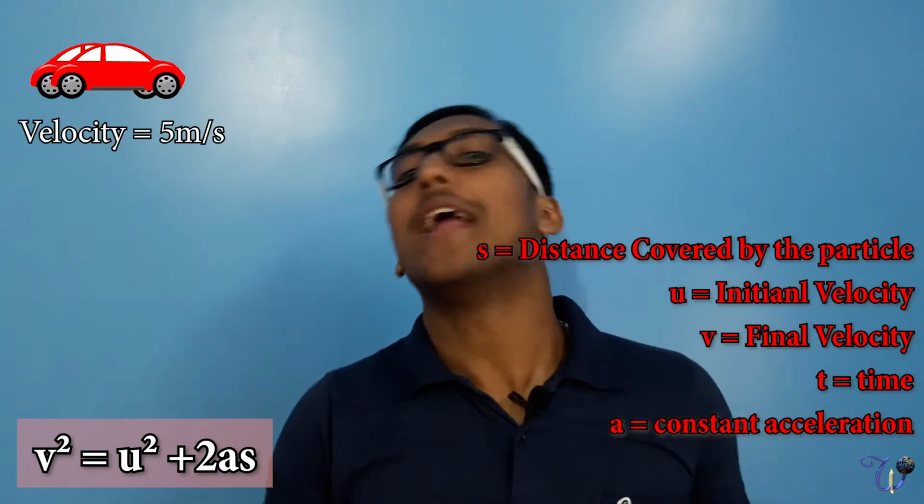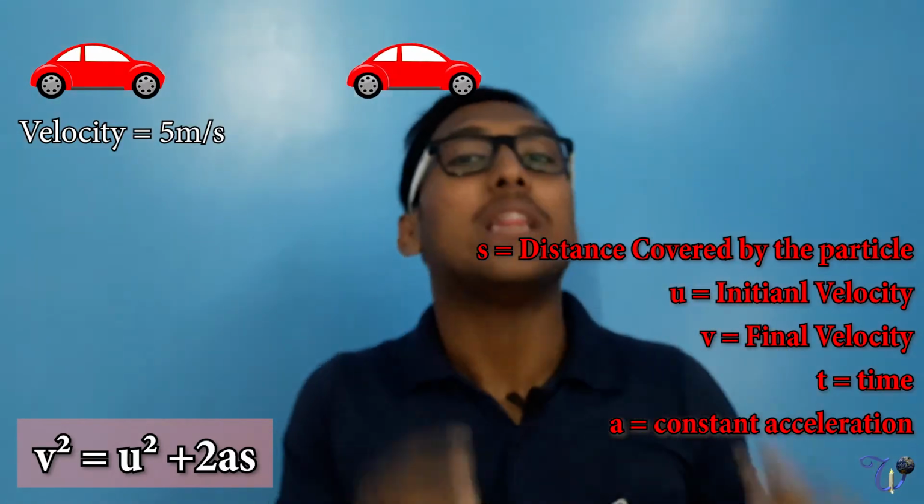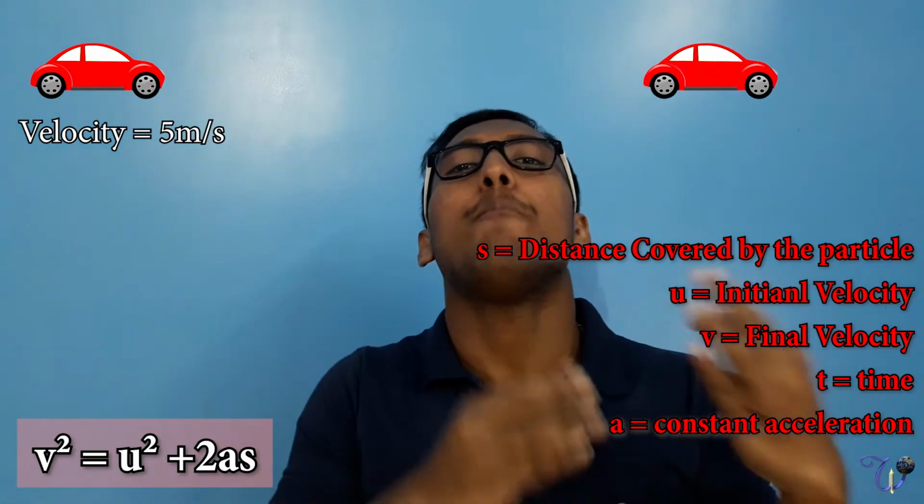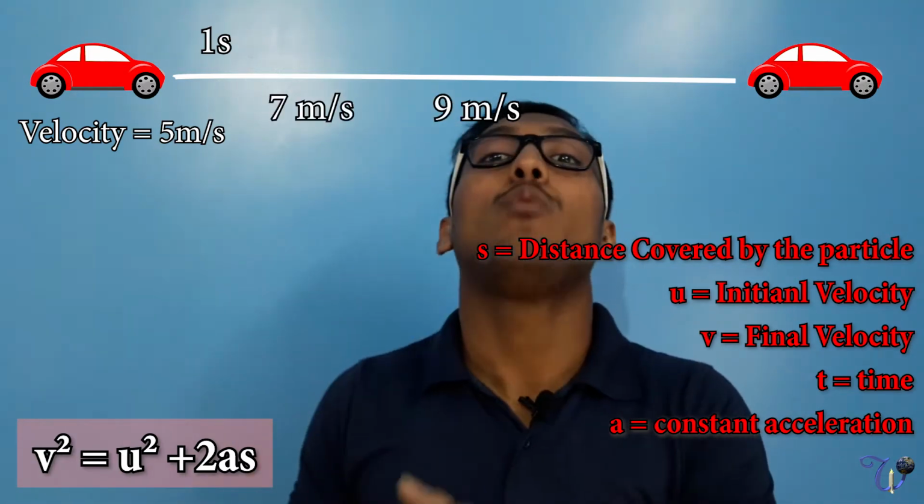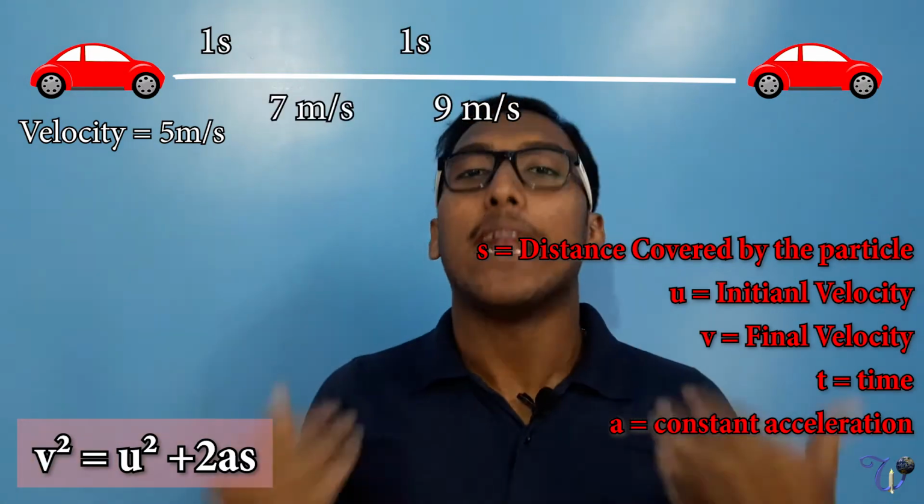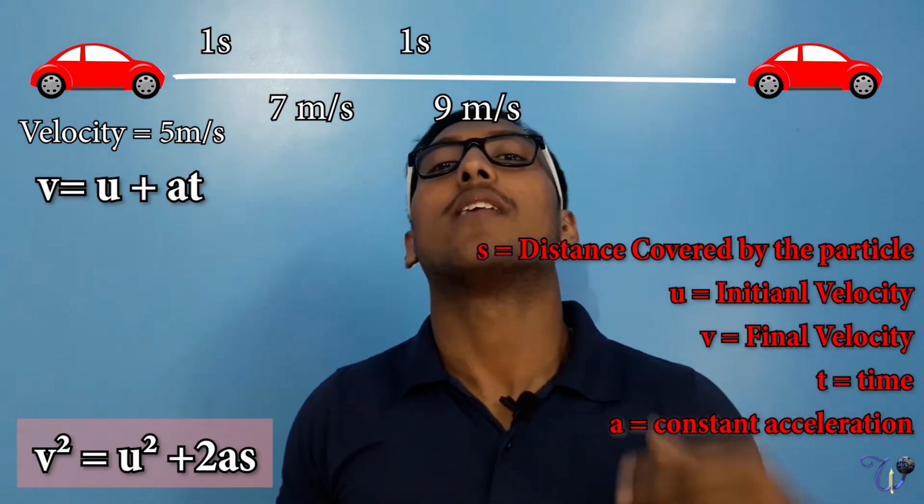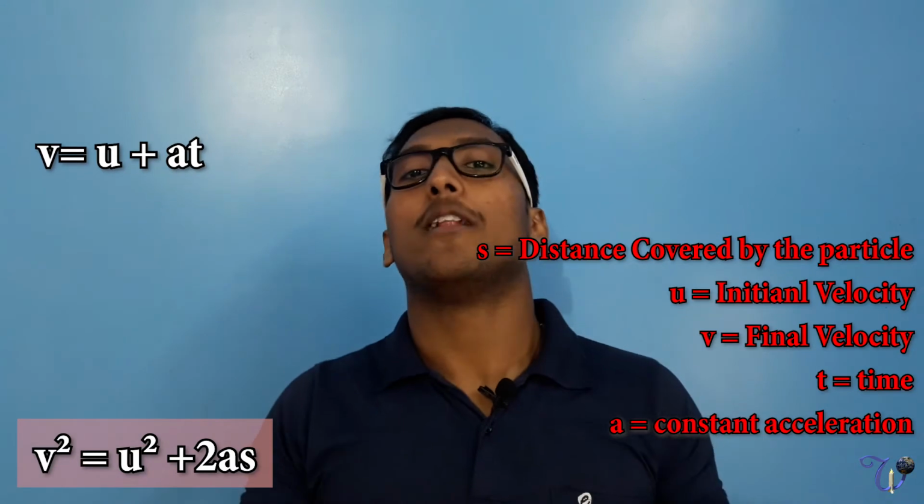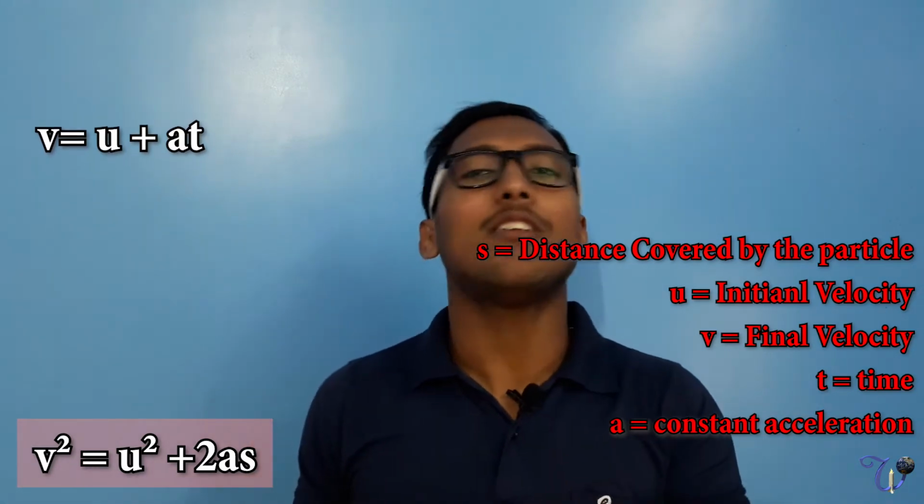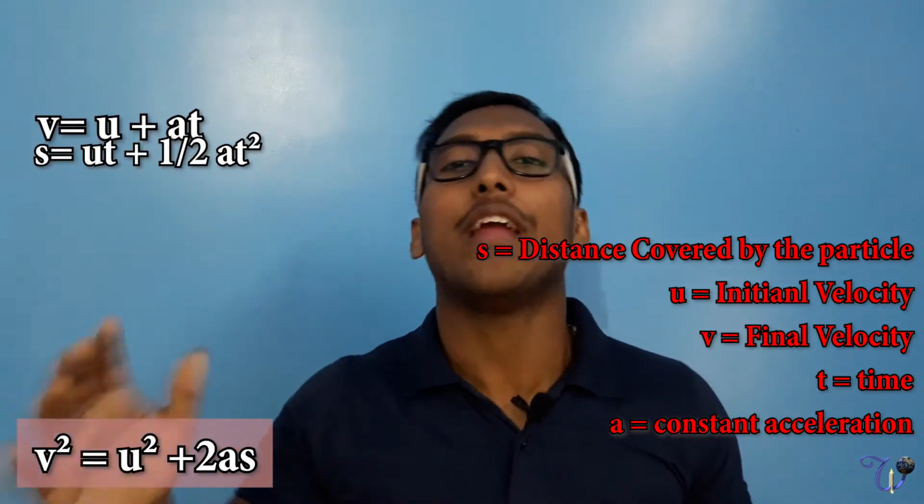Now the next equation is v square equals u square plus 2as, right? And the same statement is applicable here. If an object is moving in a straight line with an initial velocity u meter per second with a constant acceleration a meter per second square, and if after t seconds the velocity will be v meter per second, then we can say v equals u plus at, and also if the distance covered by the object is s, we can directly say s equals ut plus half of at square.